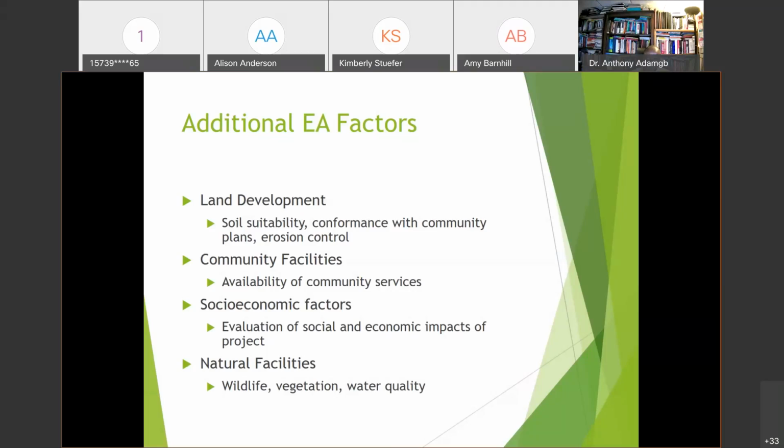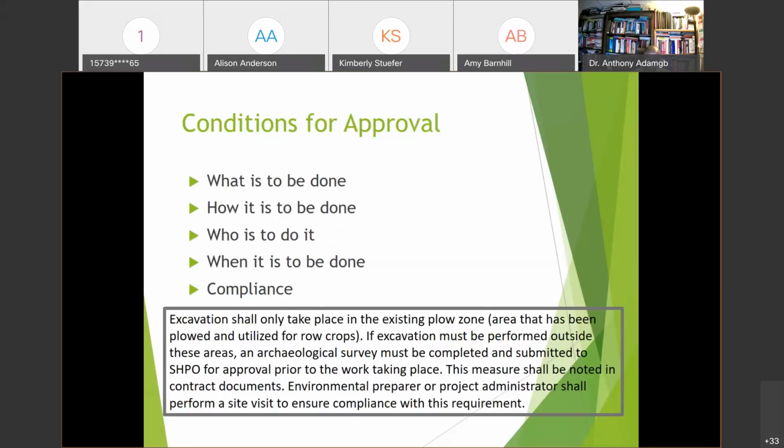And actually, I'm going to turn it over to Allison now for the next slide, the conditions of approval. Good morning. Conditions of approval are key in an environmental report. They have minimization, mitigation, and avoidance measures in them. Key questions to ask are what, how, who, and when is to be done, including where and why.